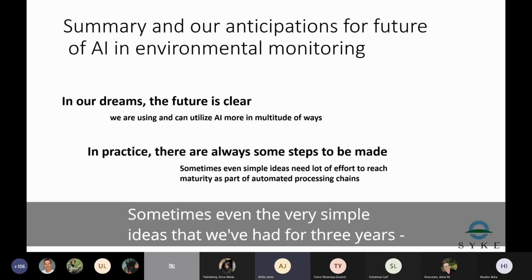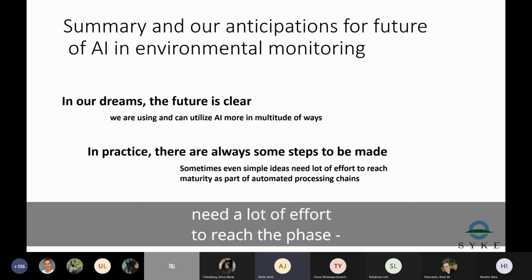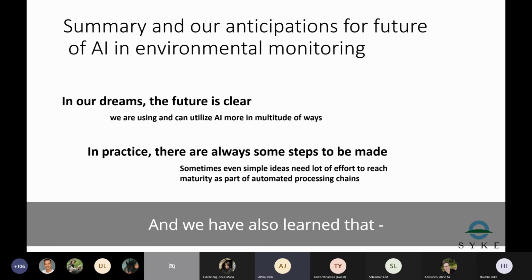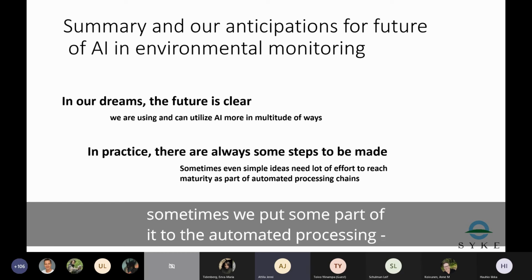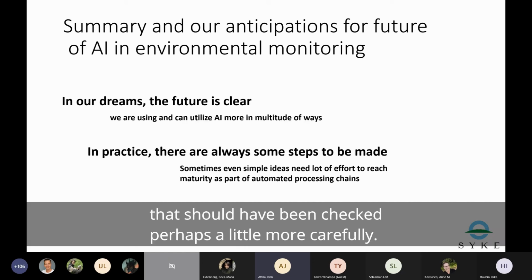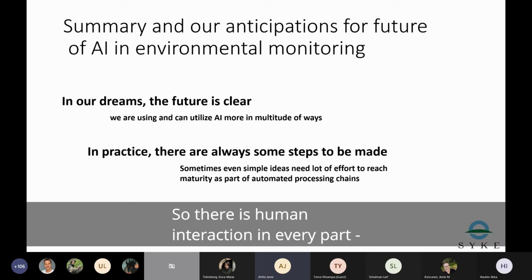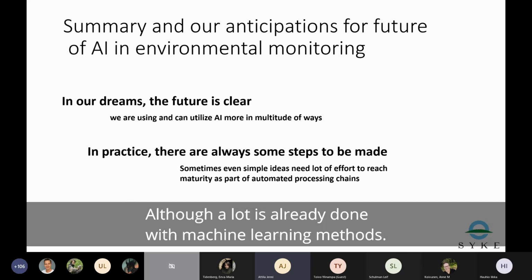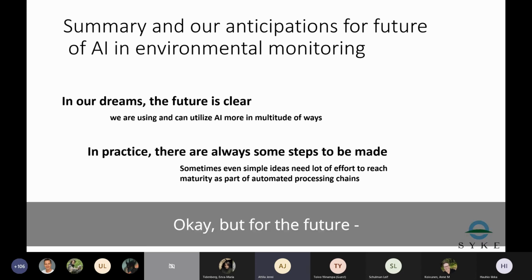And sometimes even the very simple ideas that we had like 3 years ago need a lot of effort to reach the phase where it is good enough to be part of the processing. And we have learned also that sometimes we put some part of it into the automated processing that should have been checked perhaps a little more carefully. So there is human interaction in every part and possibilities for human errors, although a lot is already done with machine learning methods.